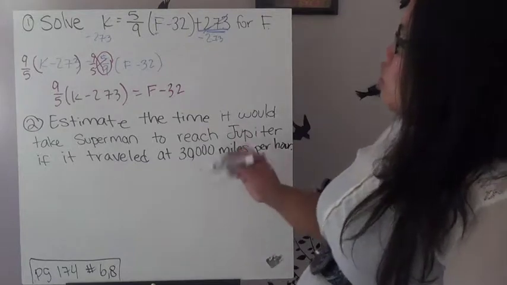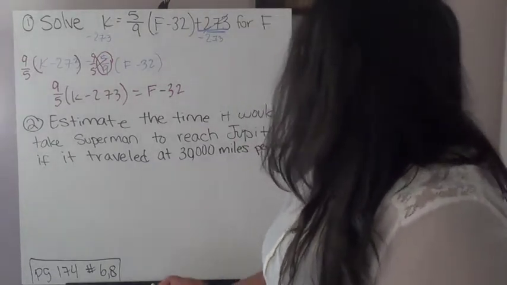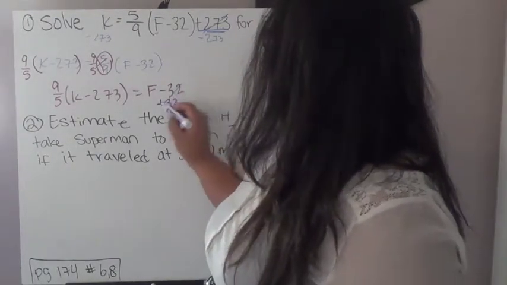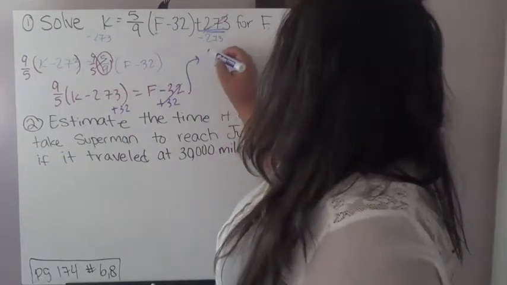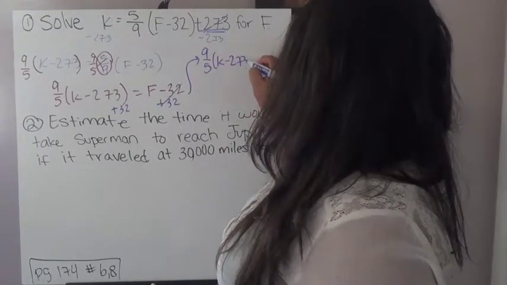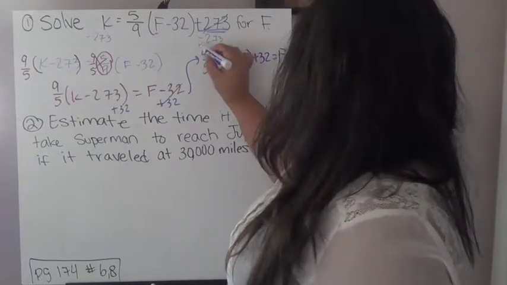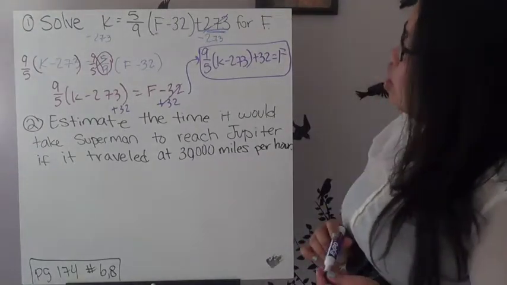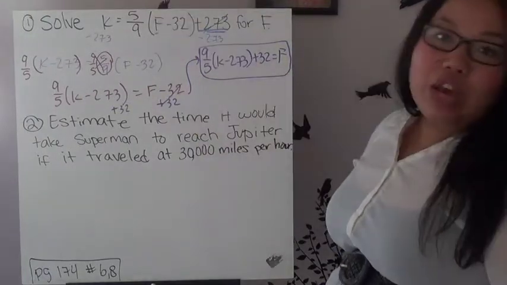Now I want to move the last friend of F, which is minus 32, which I do by adding 32 because it's the opposite, it cancels out. So my final answer is going to be 9 over 5 times K minus 273, plus 32 equals F. Right? So when they want you to solve for a particular letter, they basically mean to isolate the letter, get rid of all its friends, and bring them to the other side.